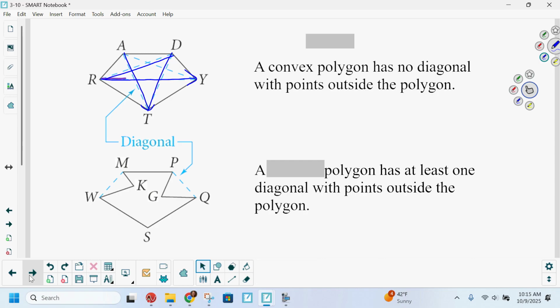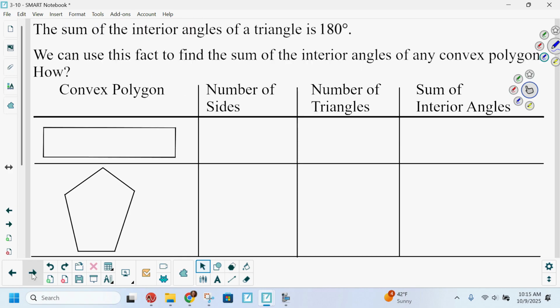A concave polygon has at least one diagonal with points outside the polygon. So from M to W, this diagonal is outside. And you can see that these angles go inwards, and we're not going to focus on those, but those are called concave polygons. We all know that the sum of the angles of a triangle is 180 degrees, and those are the interior angles. We're now going to use this idea to come up with a formula for the number of degrees of the interior angles of any convex polygon.